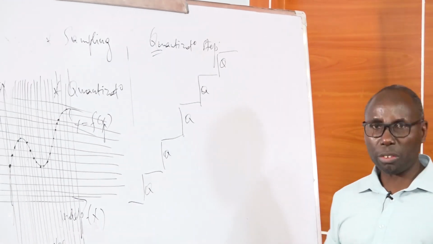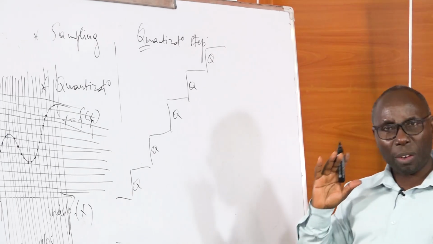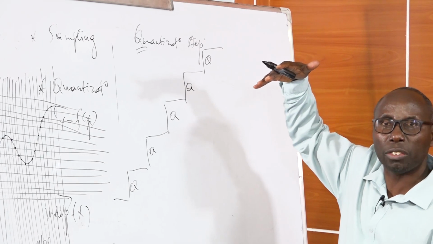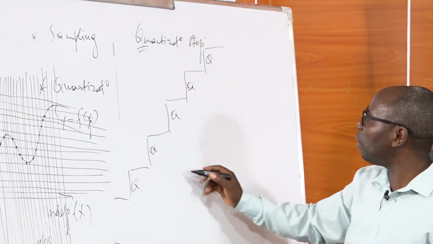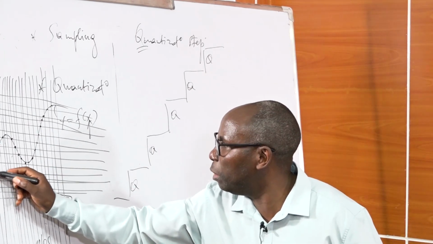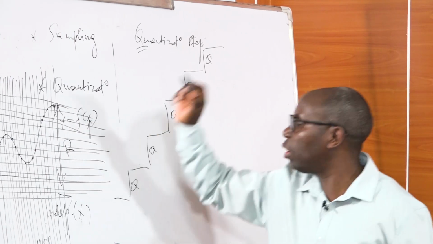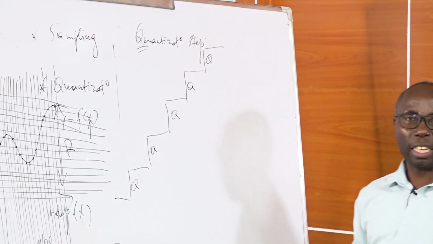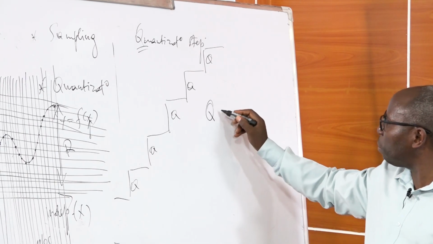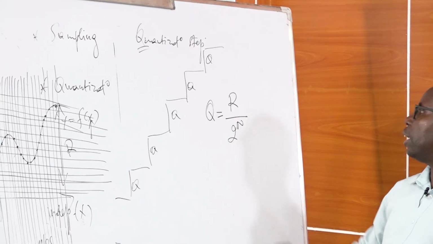This is the quantization step. These quantization steps are computed based on the full scale of the analog signal. This full scale of the analog signal is what you see here: from the minimum to the highest, which we call the full-scale analog range. Quantization step Q is equal to R divided by 2 power N.